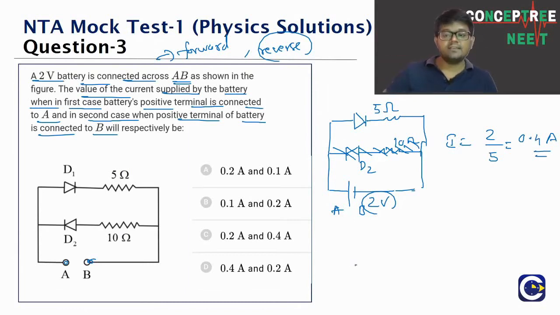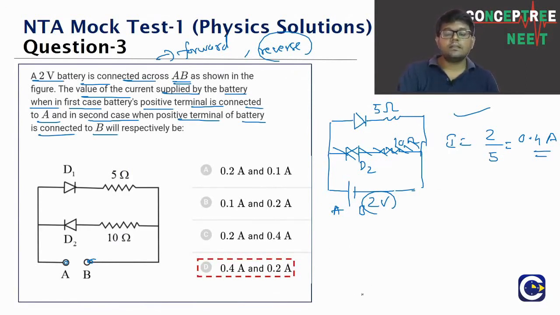The first case, where we keep the positive terminal to A and negative side to B, the current will be equal to 0.4 amperes. By using that itself we can conclude the answer. What is the answer? Option B will be the answer. But in any case, we can look at the other one also.